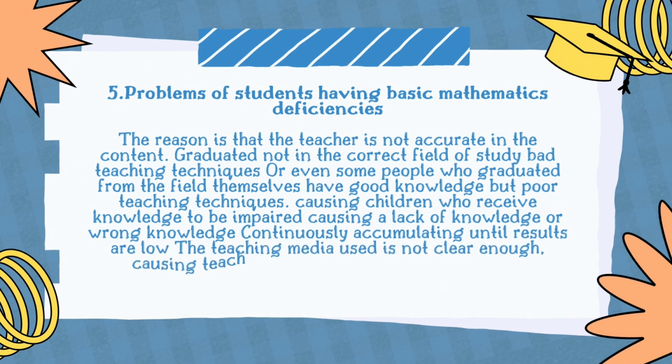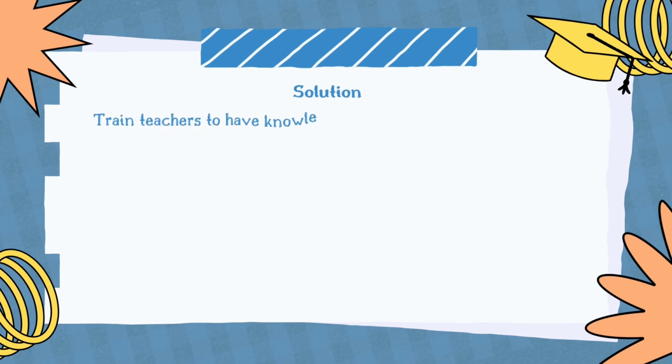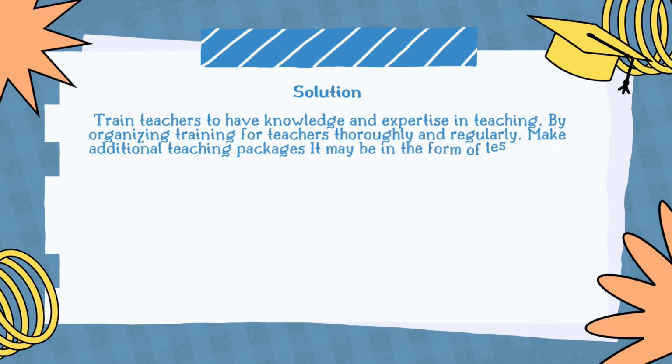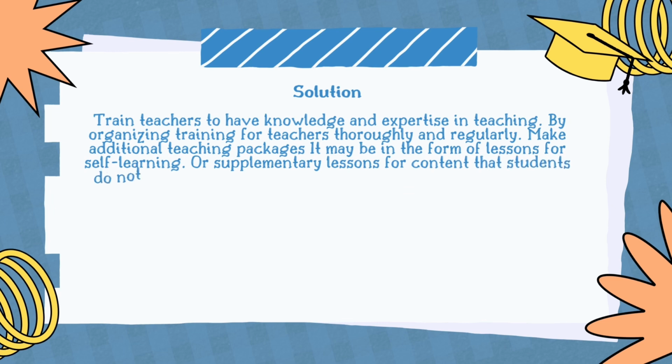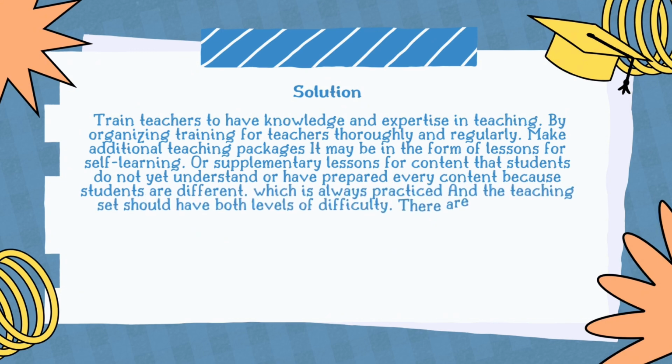The teaching media used is not clear enough, causing teachers to use some media without real knowledge. Solution. Train teachers to have knowledge and expertise in teaching by organizing training for teachers thoroughly and regularly. Make additional teaching packages. It may be in the form of lessons for self-learning or supplementary lessons for content that students do not yet understand or have prepared every content because students are different, which is always practiced, and the teaching set should have both levels of difficulty.